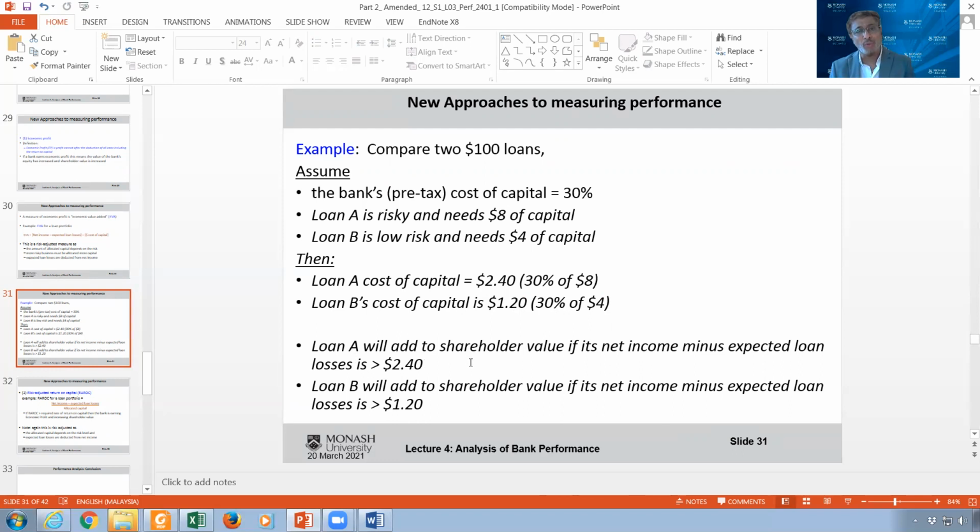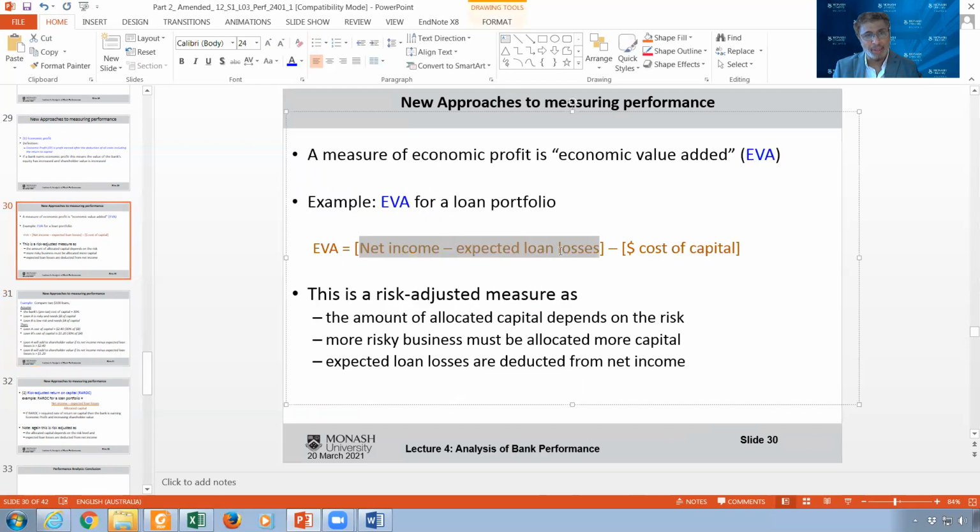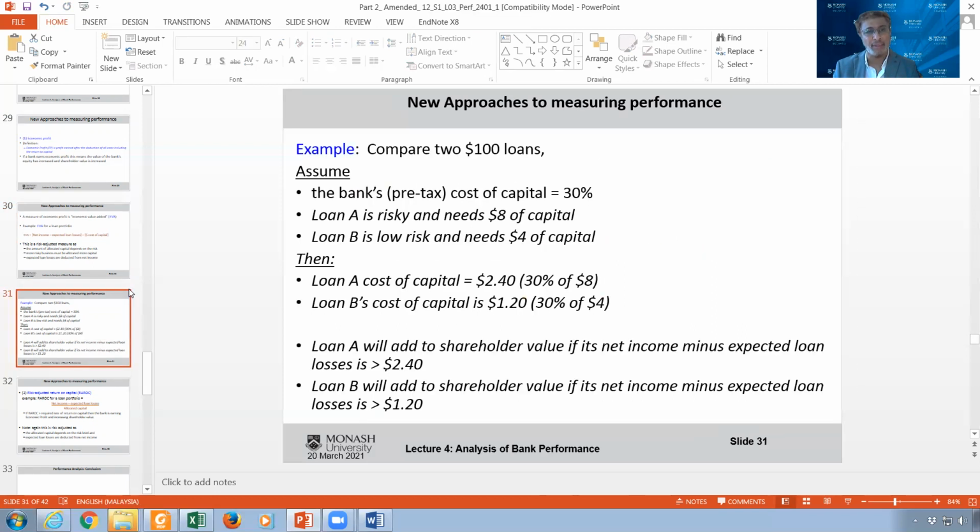Now loan A will add to the shareholders' value if the net income minus the expected loan losses exceeds 2.40, because 2.40 is the cost of capital. Loan B will add to the shareholders' value if the net income minus the expected loan losses exceeds 1.20, which is this one. So this is the formula: net income minus expected losses. If this exceeds the cost of capital, then we are okay.